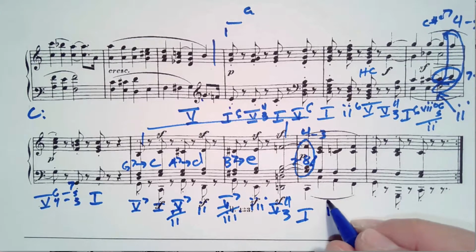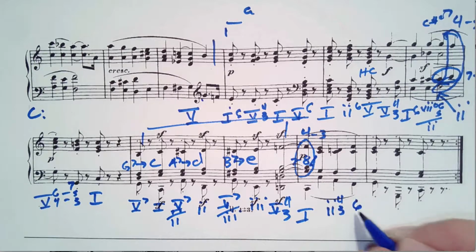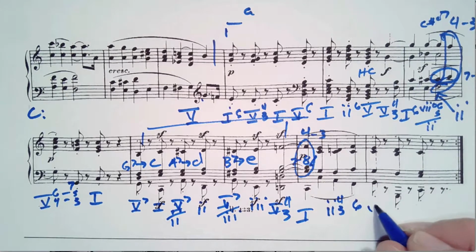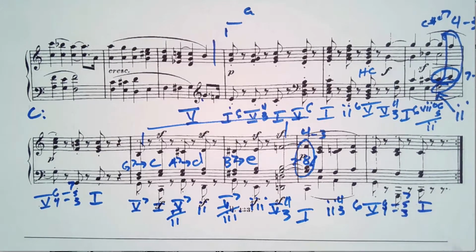This is 2-4-3 to 2-6, cadential 6-4, 5-3 with a 7 and a 1.